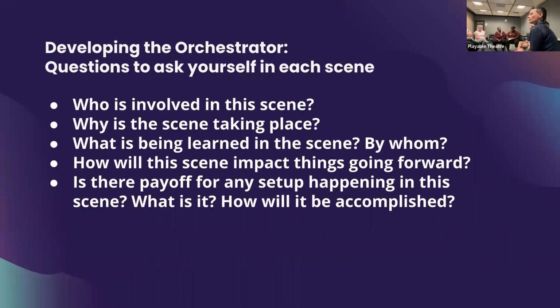Developing the orchestrator, the questions you want to ask yourself when you're in a scene are: Who is involved in the scene? Why is the scene taking place? What is being learned in the scene and by whom? These are probably multi-layered answers, right? There are lots of different learnings happening for different characters in the scene. How will the scene impact things going forward? And is there a payoff for any setup that is happening in the scene? What is it, and how will it be accomplished?